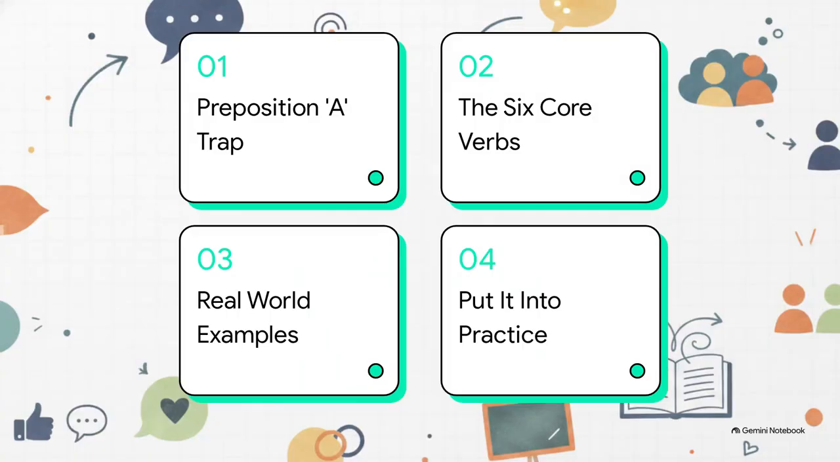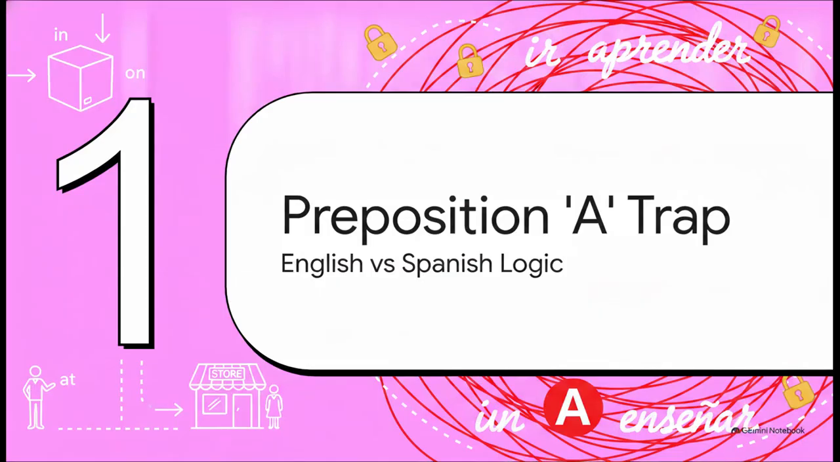Okay, let's dive into our roadmap for today. 1. The preposition a trap. 2. Meet the 6 core verbs. 3. Real-world examples. And 4. Put it into practice.